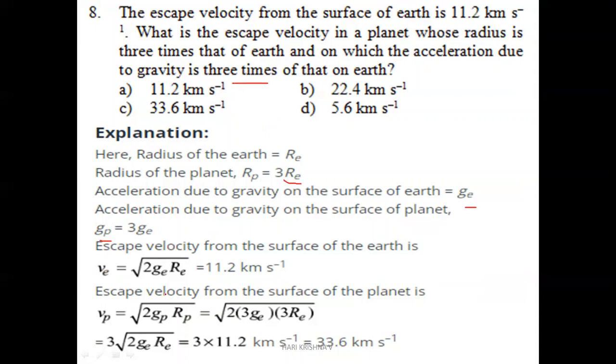So escape velocity, you know very well: root of 2gRE is 11.2. It is 11.2 only. Then the escape velocity at the surface of the planet is root of 2 gP RP, which is root of, in place of gP we take 3g, and in place of RP we take 3RE. Clear? So 3 squared, when it comes out we take 3, times root of 2gRE. So 2gRE is 11.2. Next, 3 into 11.2, we get 33.6 kilometer per second. So option C is correct.